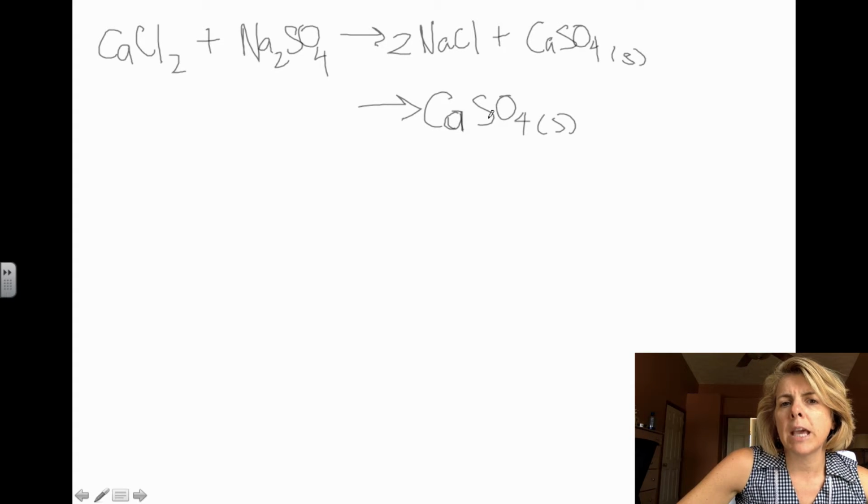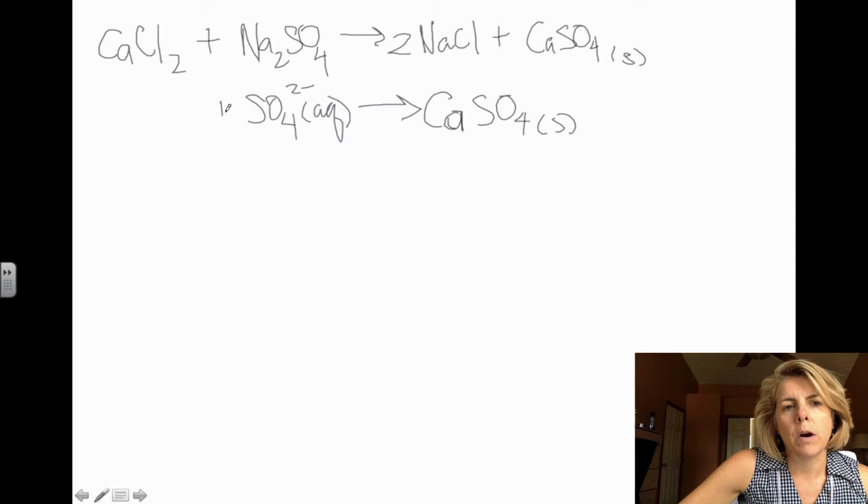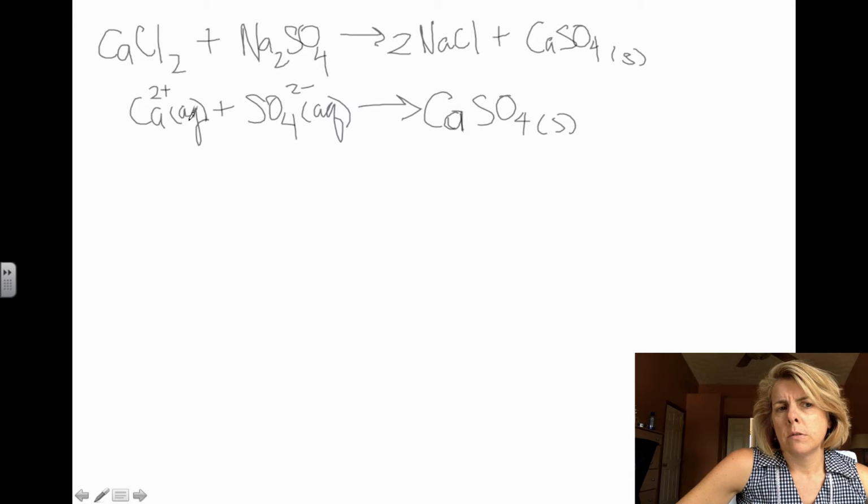And when I look at this, I have calcium and sulfate. So my first ion I'm going to write down is the SO4 2- ion, and it's aqueous, so it is soluble in water. And then look at calcium. Now, you should remember from previous problems, calcium has a 2+ charge. So its overall ionic equation will be Ca2+ plus SO4 2- yields CaSO4.